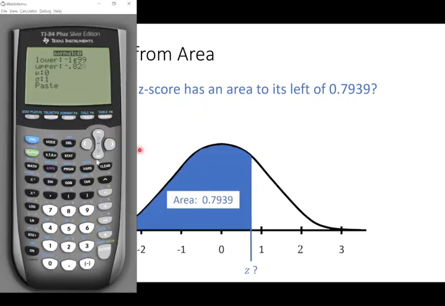Let's do this again. It's positive. So we're finding the area between negative infinity and 0.82 right here. So now this is the area, and that matches the area. So this second step was just a verification that it was right.